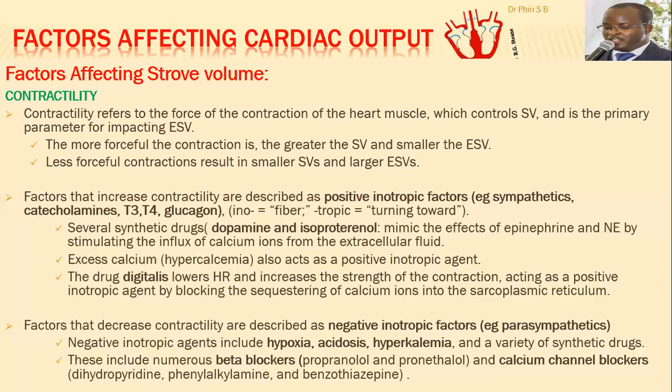These include numerous beta blockers. Beta blockers inhibit the influx of calcium into the myocardium, so they are going to decrease the contractility. Beta blockers like propranolol and pronetharol inhibit the influx of calcium, hence reducing the contractility of the heart. And also we have calcium channel blockers.